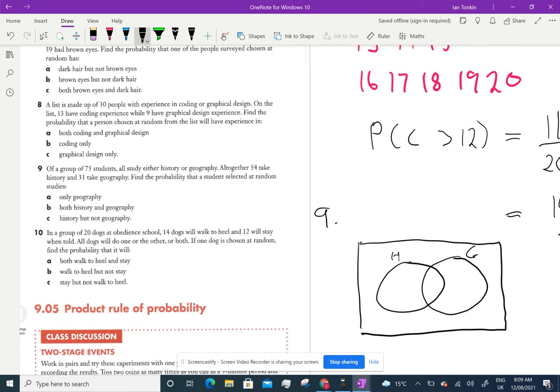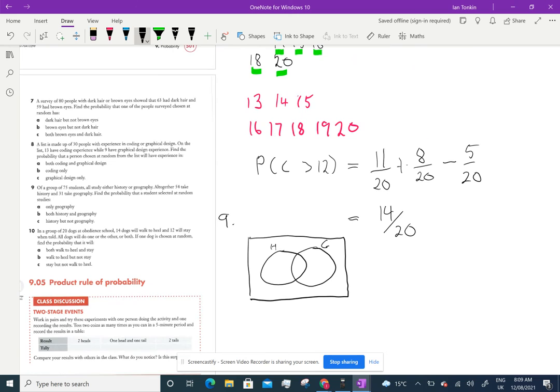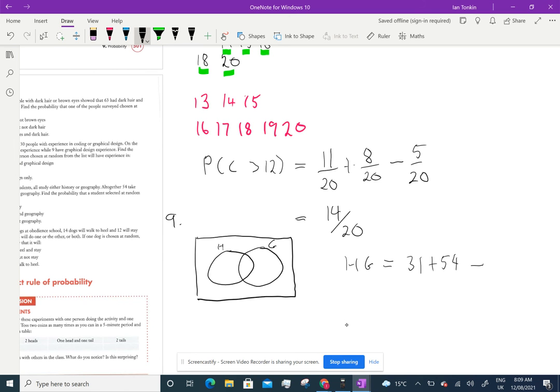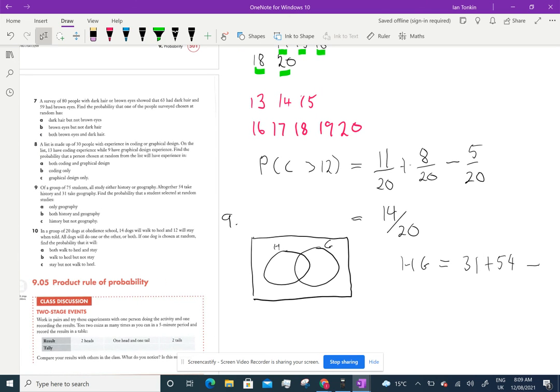Altogether, 54 take history, 31 take geography. Find the probability that a student at random studies only. Well, I have to work out how many do both, because if I add those two together, I get 54, 31, that's 85. How am I going to find out how many do both? This is where you go. So the number who do history and geography, if I go 31 plus 54, and I'm minus the 75.